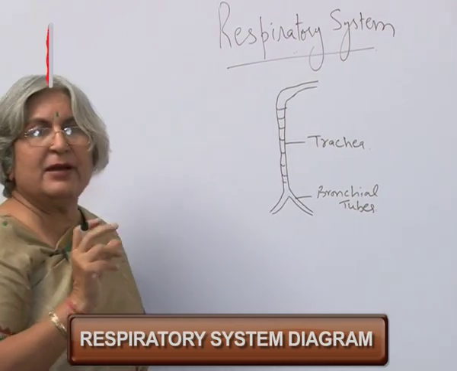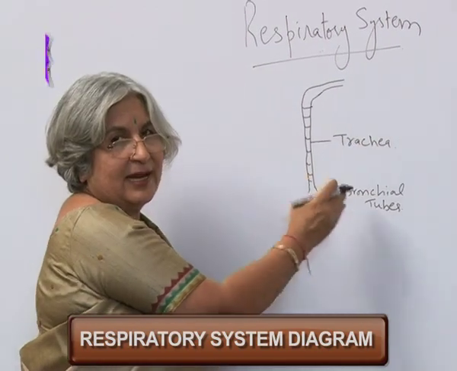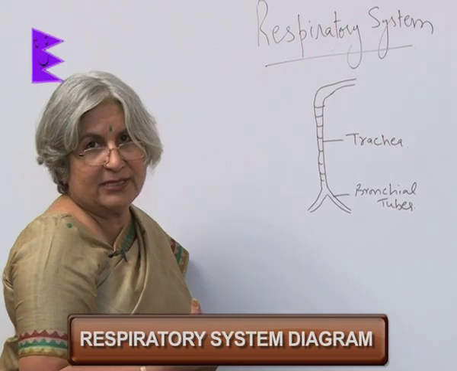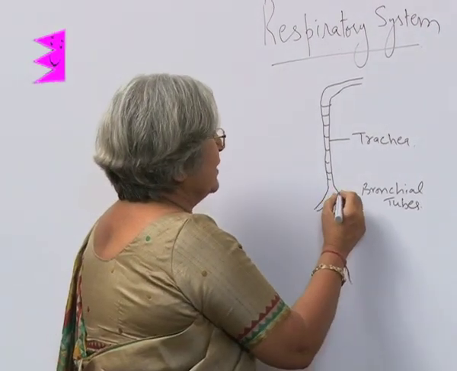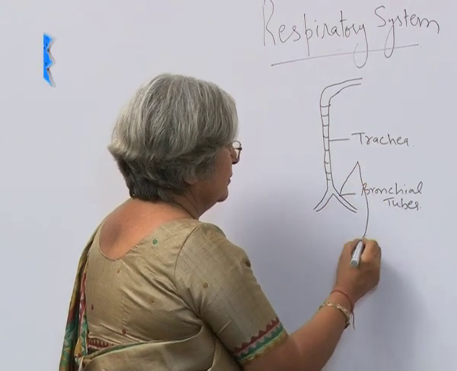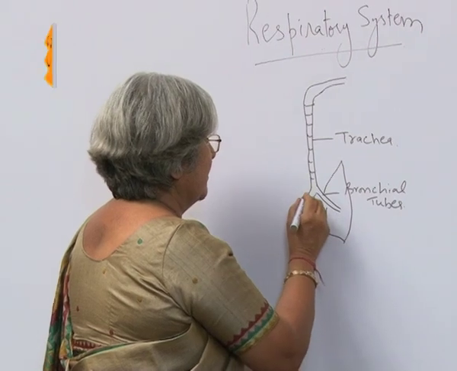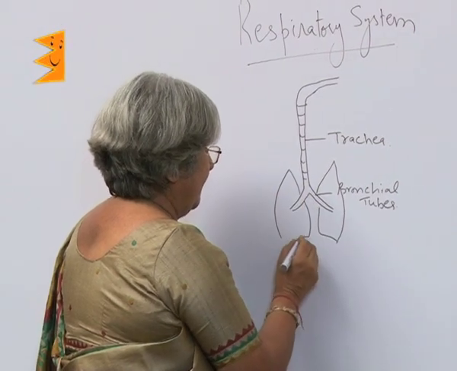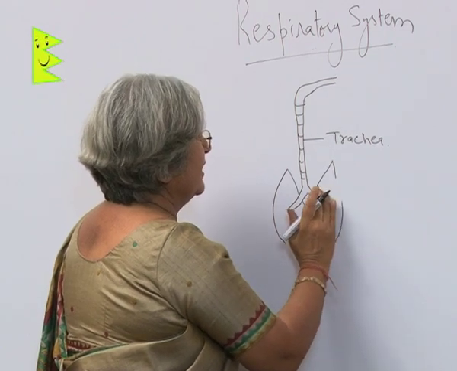You know, when you are labeling a diagram, all your labels should be on one side and at the same level. It looks neater and it is also clearer. These bronchial tubes then open into lungs, we will write this again.